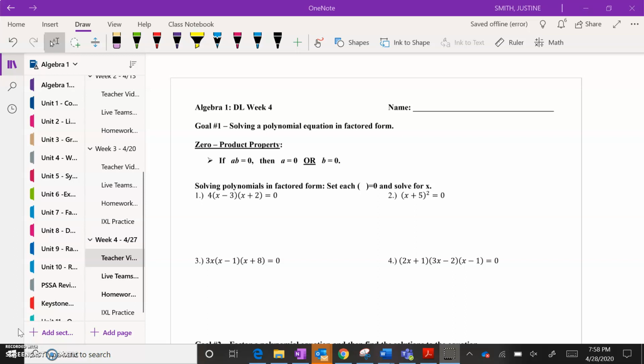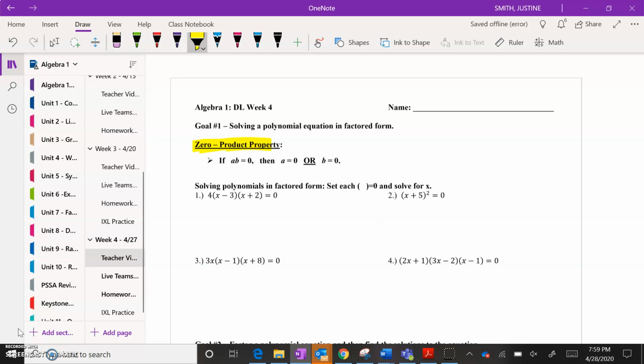We are going to look at solving a polynomial equation in factored form. So basically, we're going to use all of our fun factoring knowledge here to start solving. And we're going to actually continue factoring next week with different fun, exciting ways to factor. But this is just kind of we're adding in the zero product property.